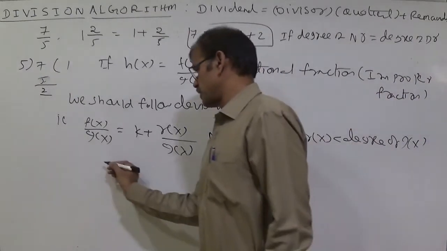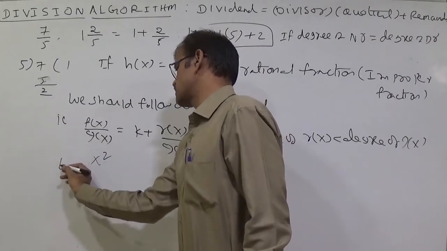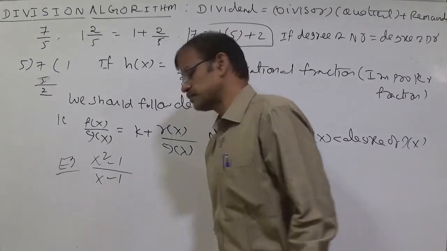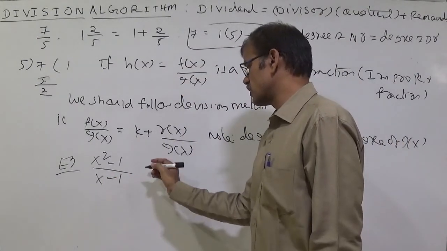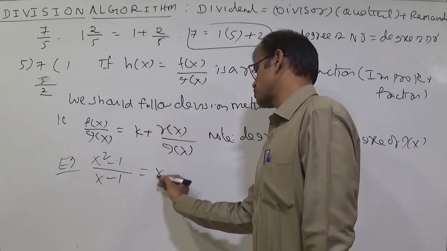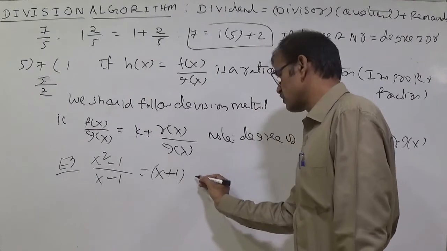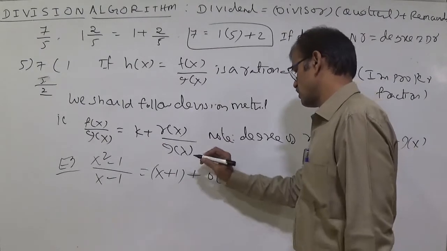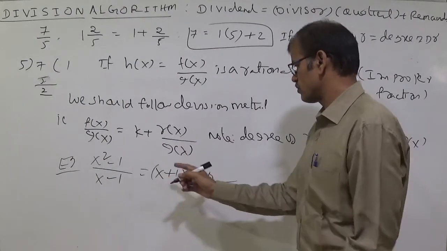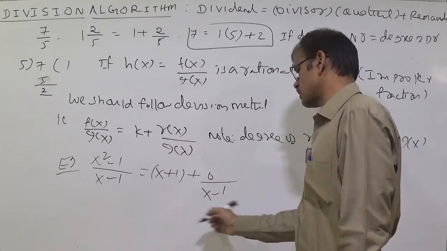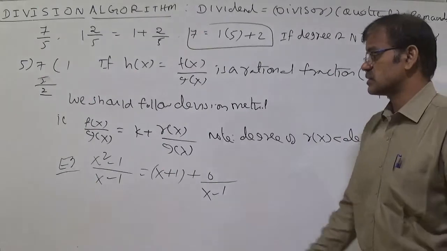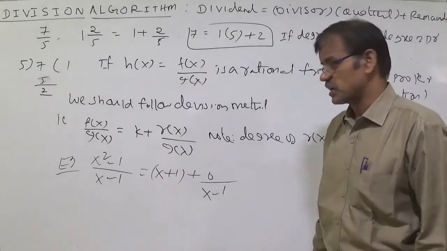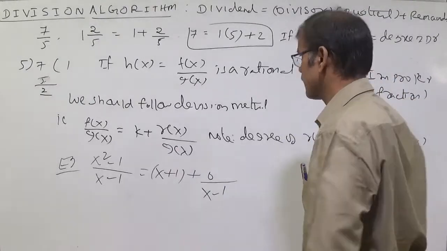Let us consider an example to understand: x square minus 1 by x minus 1. It is directly divisible: x plus 1 times x minus 1, plus 0. You need not write 0 because there is no remainder. So x minus 1 divided by x minus 1 gives x plus 1, like this. The degree of the denominator x minus 1 is 1, and the remainder part has degree 0, so it is a constant. Like this you should write, just a small example.